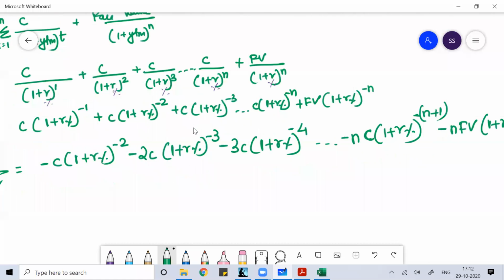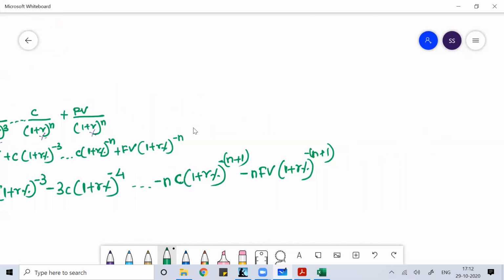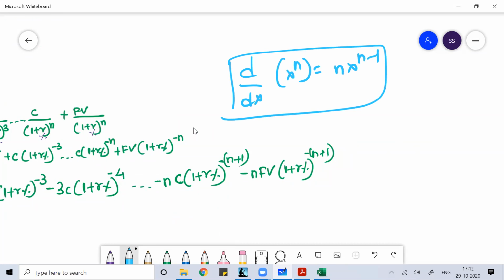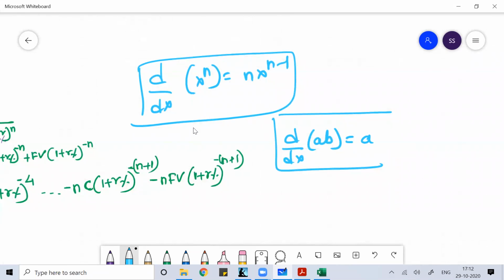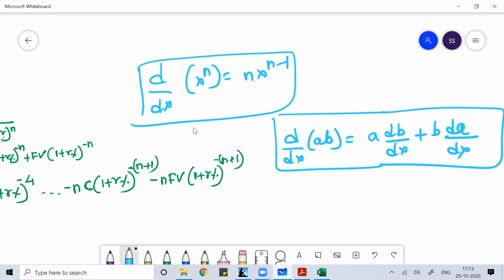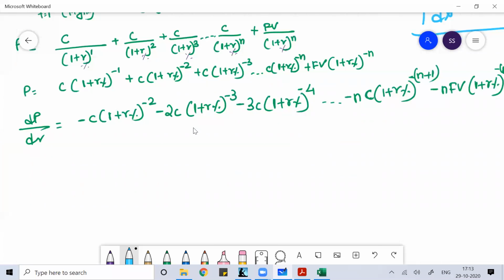Once you get this relation, I hope you remember basic differentiation. When we talk about differentiation, d by dx of x to the power n is equal to n x to the power n minus 1. Similarly, you know the differentiation of a product: d by dx of AB is A times dB by dx plus B times dA by dx. These are the basics of differentiation you studied in school. So if you do the differentiation, you'll get this as the value.